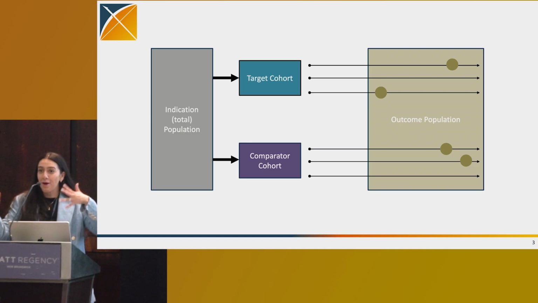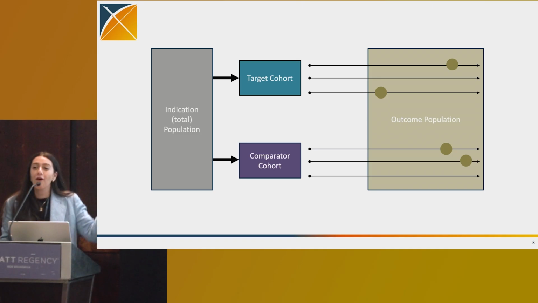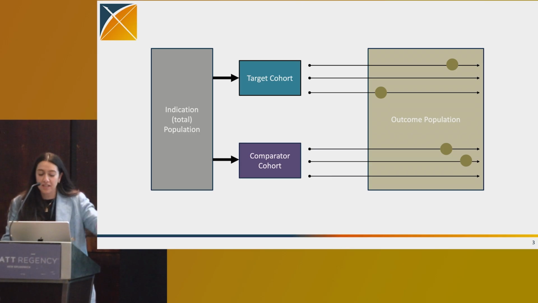So that might be the population of people who have hypertension, and the target is the ACE inhibitors, the comparator cohort is the ARBs. And then we have this fourth cohort that we define, which is all of the people who experience the outcome of angioedema or acute myocardial infarction. And now we know that through our study design, we follow these target and comparator cohorts forward, and we see which subjects also become part of that outcome cohort later.